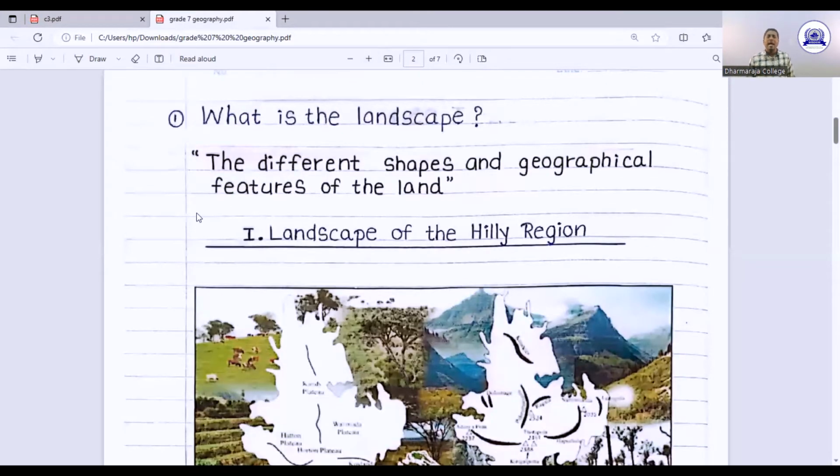Right. What is the landscape? So we have to talk about the real definition of it. The different shapes. I drew those different shapes on the board to let you understand the different shapes and geographical features of the land. That's all. Okay. Under that, we are going to learn the first one. It is the landscape of the hilly region. What is the hilly region?